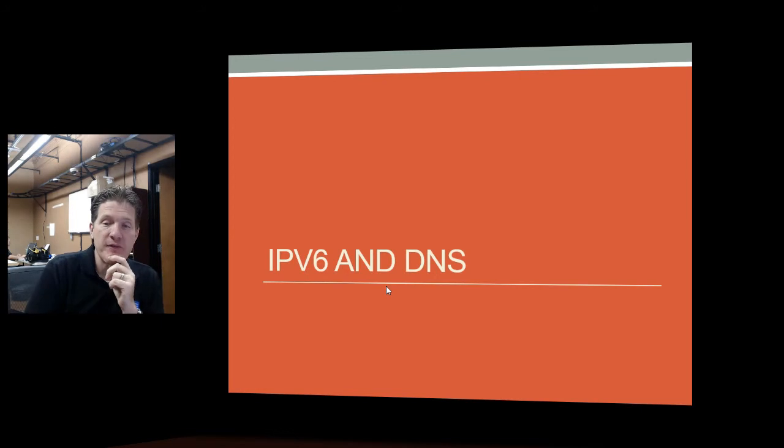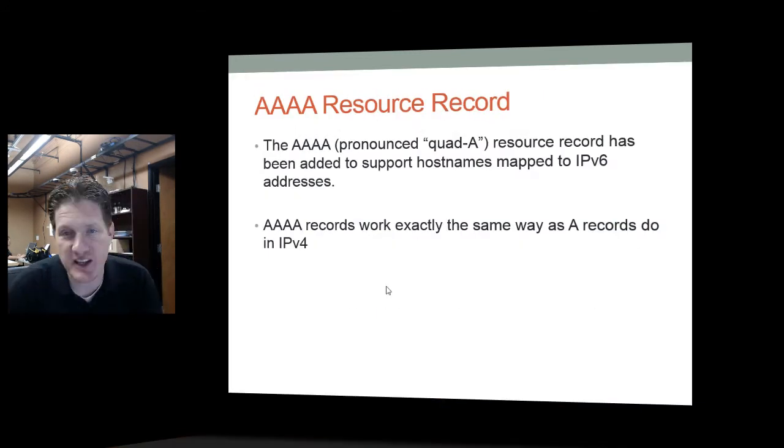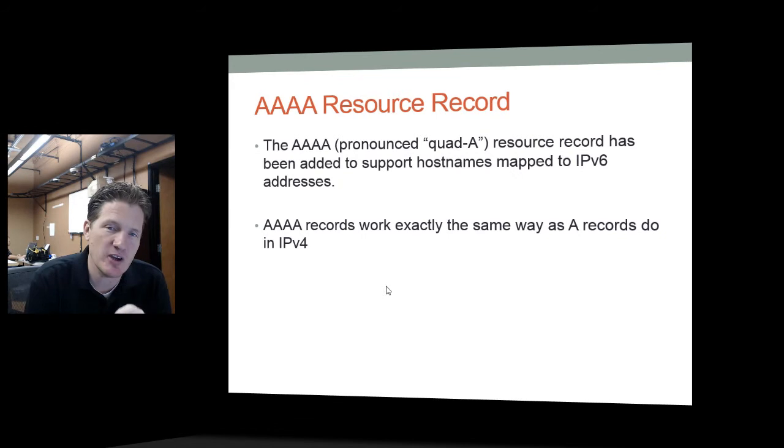Pretty easy. IP version 6 and DNS. DNS has been extended to support IPv6. You now have a record inside DNS called Quad A, or AAAA. We always say Quad A. A Quad A resource record has been added to support IPv6 host names.